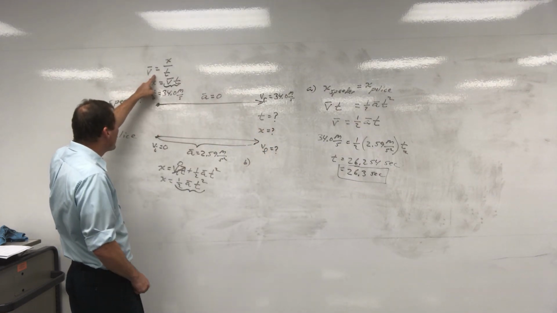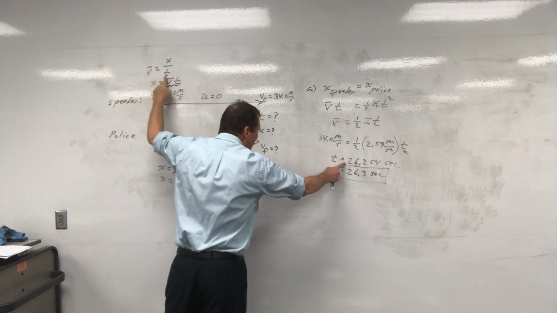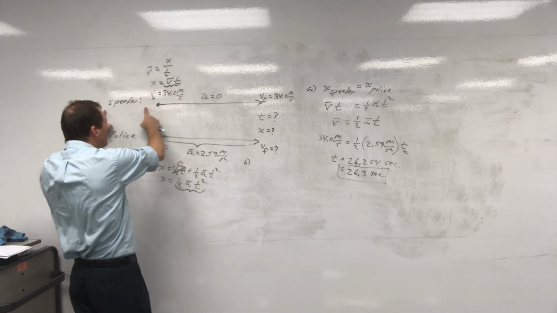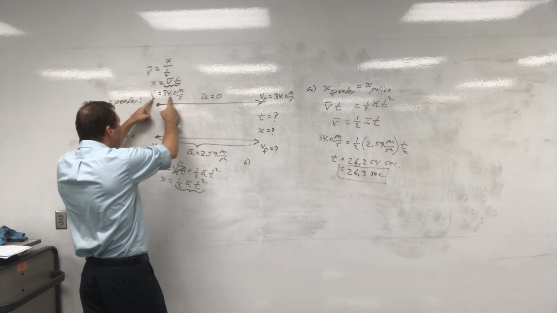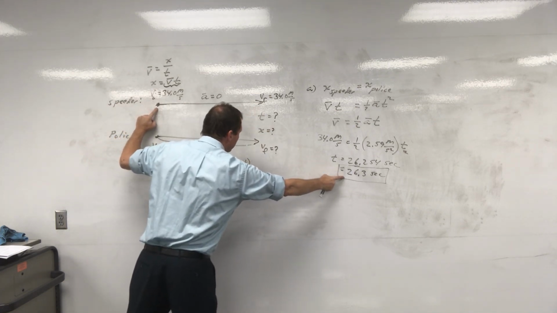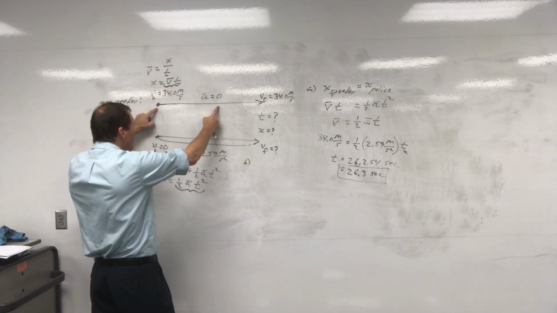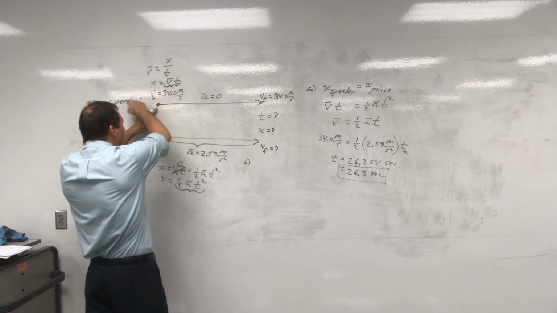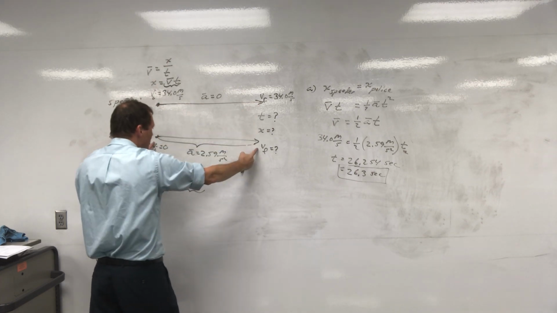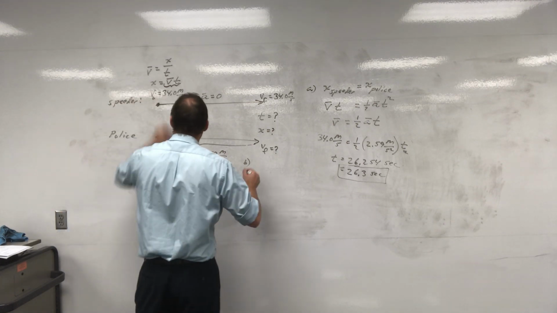I'm going to go up to this equation. I've got the time, I just found it. I know the average velocity of the speeder. It's this right here. So I know the time for the speeder. That's the same time as the police car, but I know that, I know the time. I know the average velocity of the speeder. Hey, I can find the displacement of the speeder, which is also the displacement of the police car. I can do that.